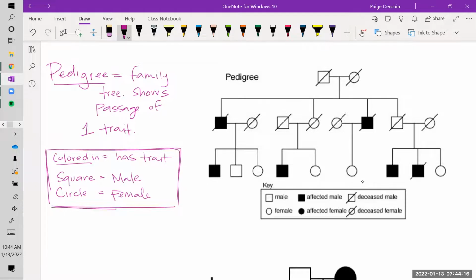If there's a horizontal line, that means they're married. So this square is married to this circle, or was. If there's a line going down, that means that they are children. So this square and this circle had 1, 2, 3, 4 children. They didn't have 8 children because only the people connected by these down lines are actually their children. Okay, the other ones are married in.